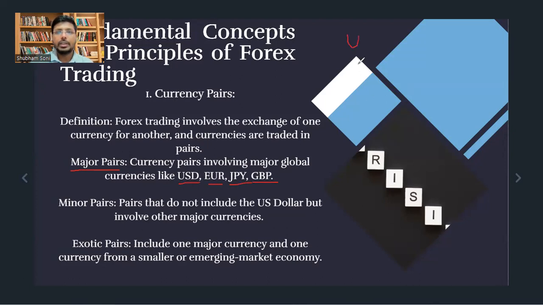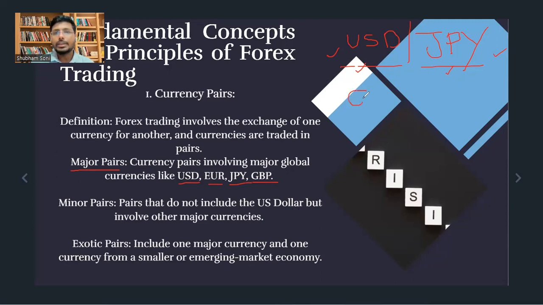So if you're saying USD, JPY, this means that you are trading in this pair, USD and JPY. Now here, USD is the base currency and JPY is the quote currency. Okay. Now there are major pairs which involve these currencies: United States dollar, European euros, Japanese yen, and Great Britain pound. There are minor pairs as well which do not have US dollar included in them.